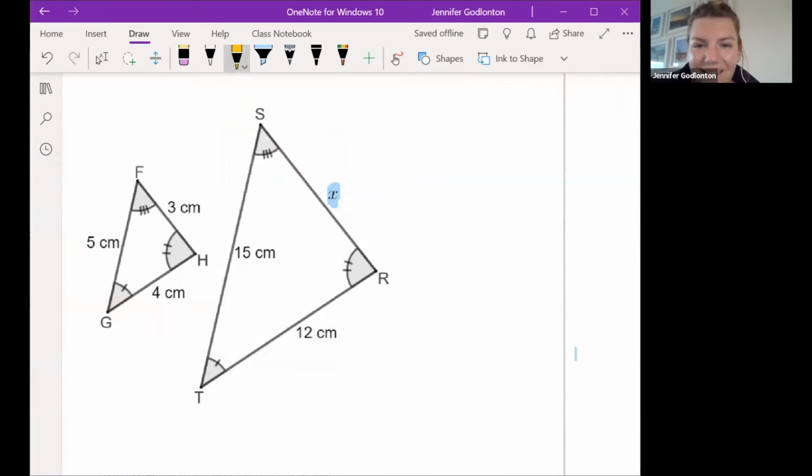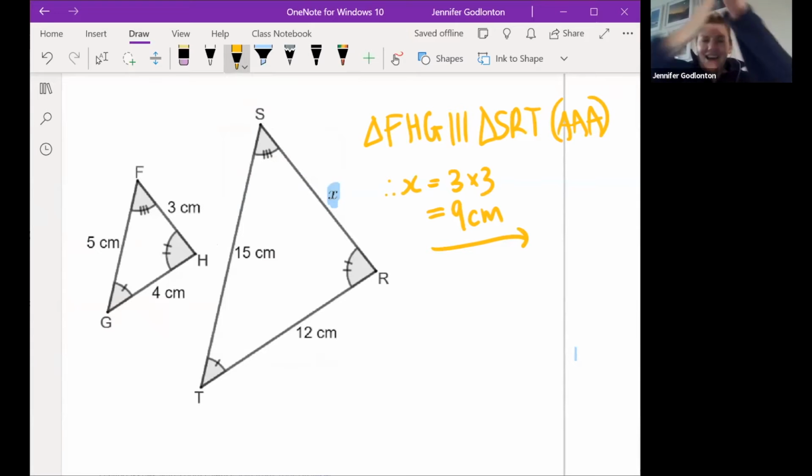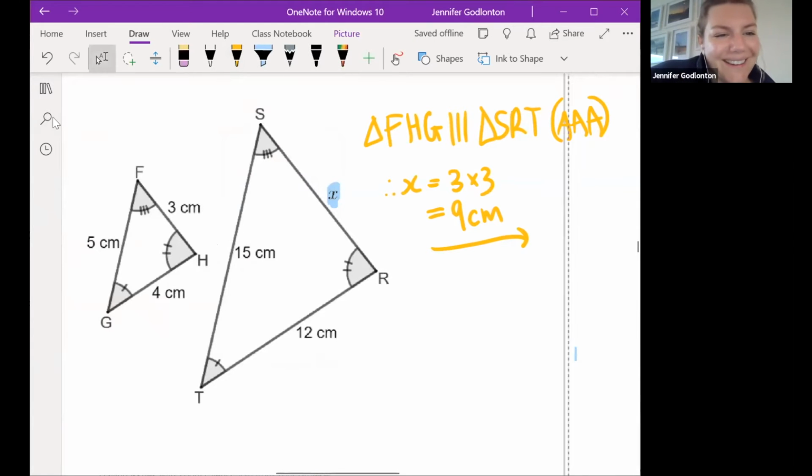Okay, tell me how to write. So triangle FHG is similar to SRT. Reason? And the reason is AAA. Beautiful. Okay. And then X is equal to 9 because we multiply by 3. Yes, 100%. Thank you for talking.